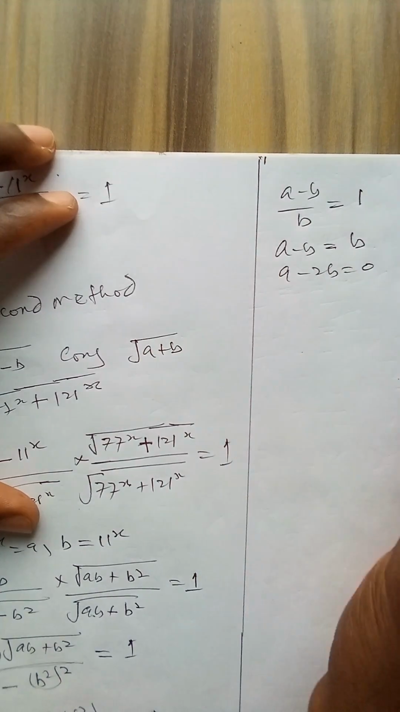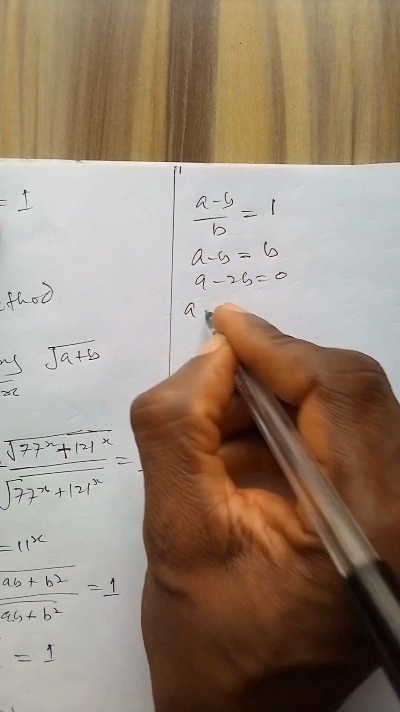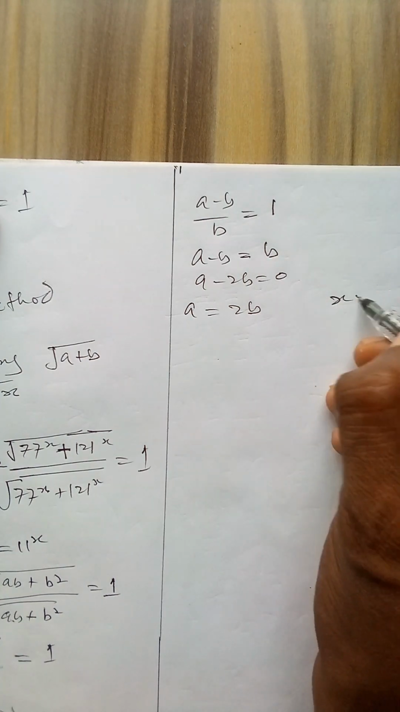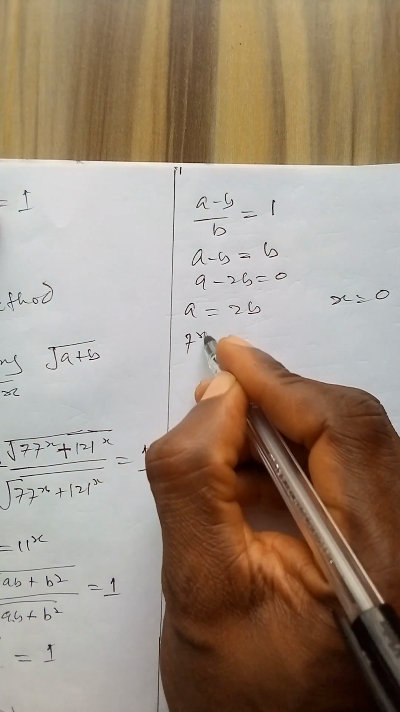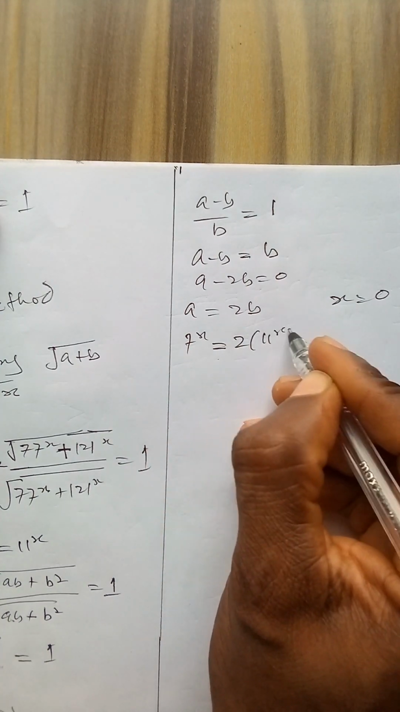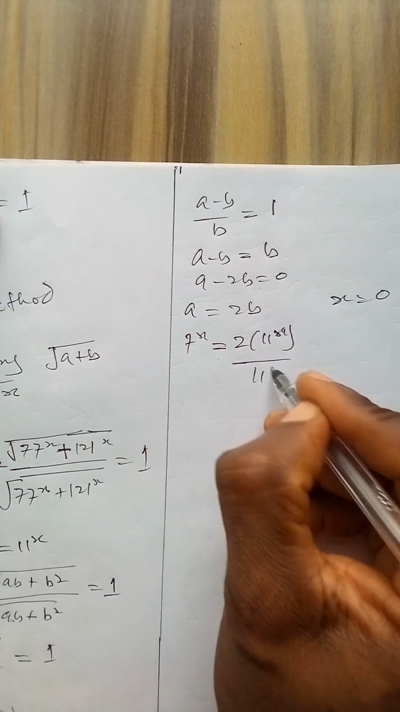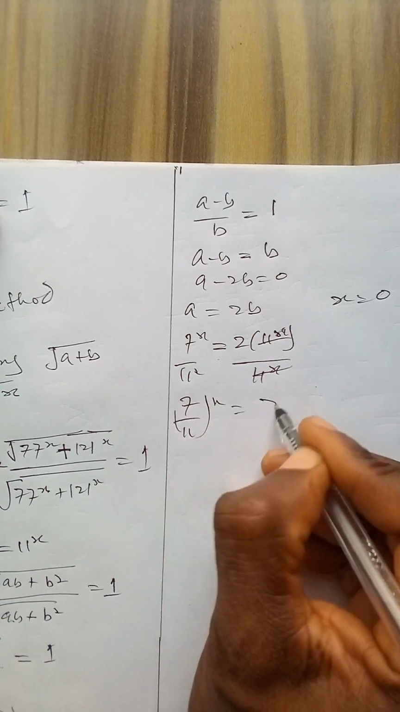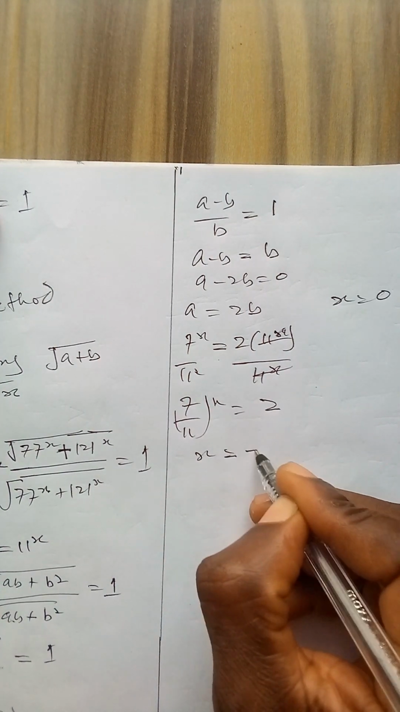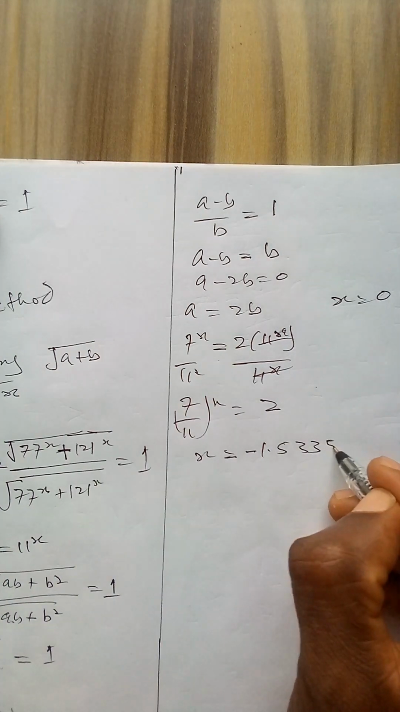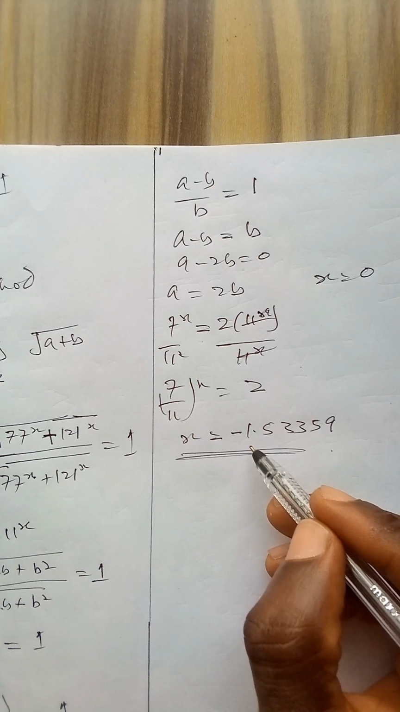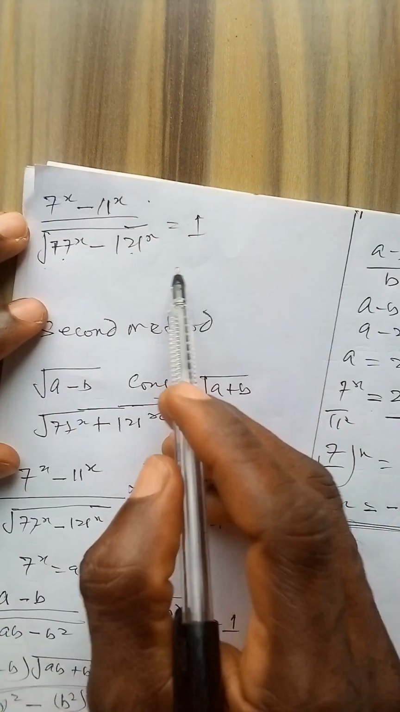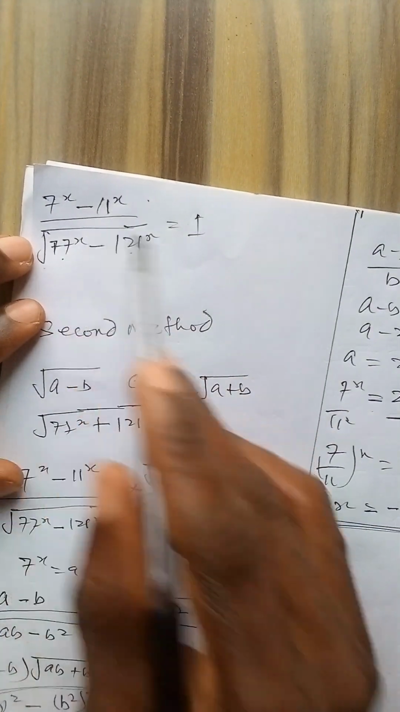Let's remember that one of the solutions we have in the first method is that a is equal to 2b. So we have successfully eliminated that part where x is equal to 0. And so 7 to the power x is equal to 2 times 11 to the power x. Divide by 11 to the power x. Then we have 7 over 11 to the power x is equal to 2. And x, like we had earlier, is minus 1.53359. Now, if we back substitute minus 1.53359 for x, we are going to get 1 as the result of the division.